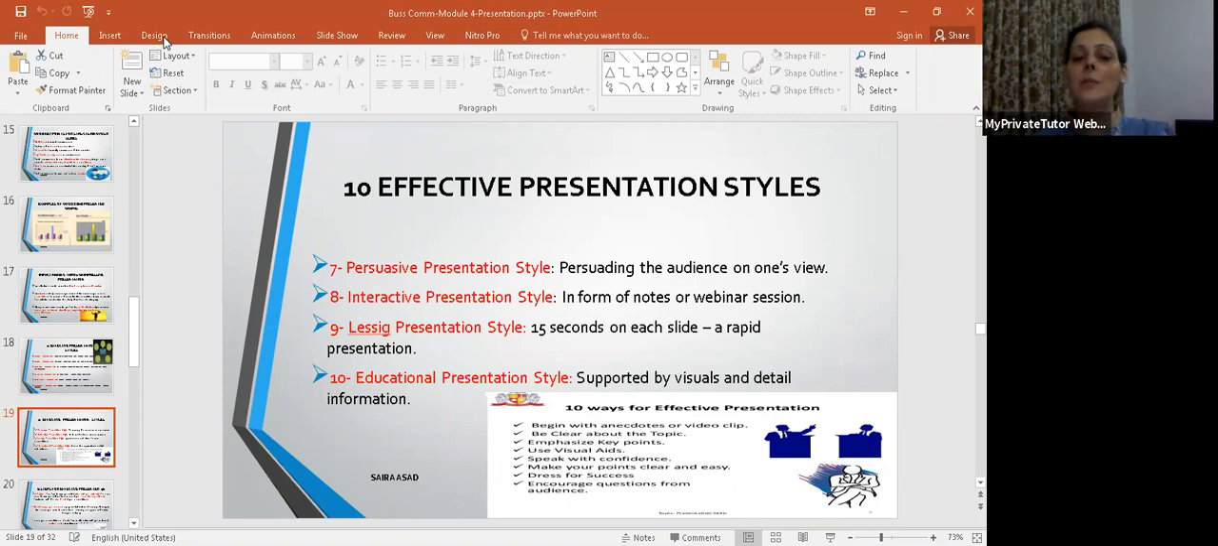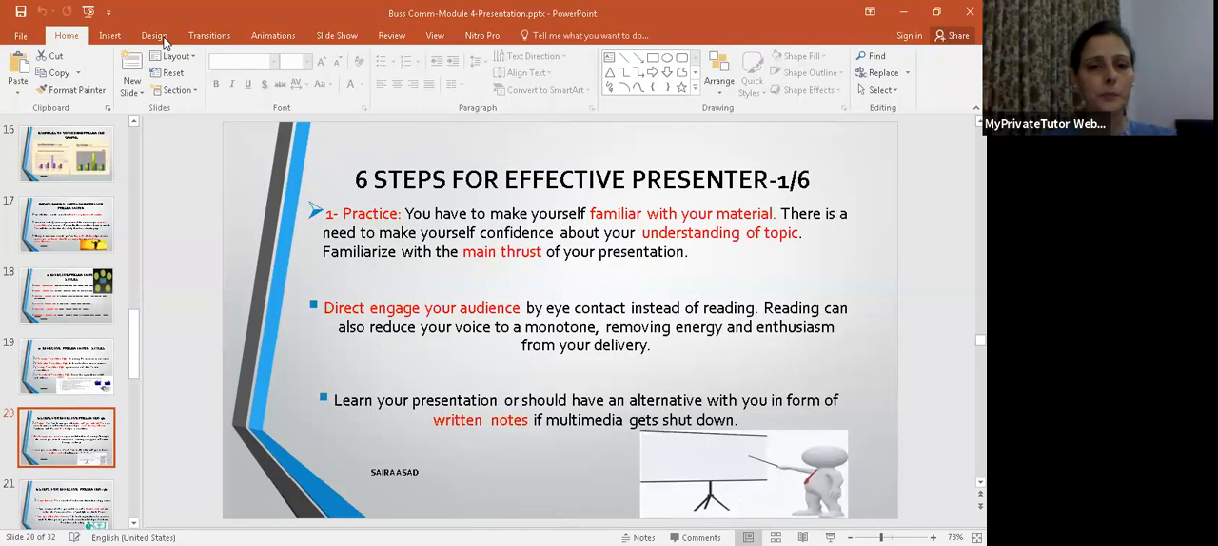Then the educational presentation style, the last one, supported by visuals and detailed information. For educational purposes, you need the handouts, the detailed information, all the notes also. So it's a little bit in detail, and that's what we are doing right now. In this way, we want to convey effectively, in the form of notes also, and make you understand with the visuals also. So this is an educational presentation style.